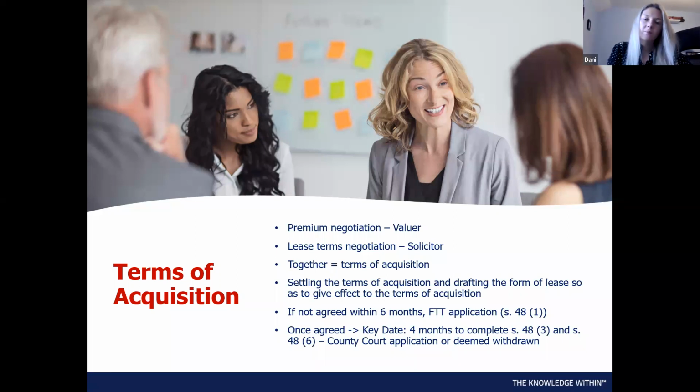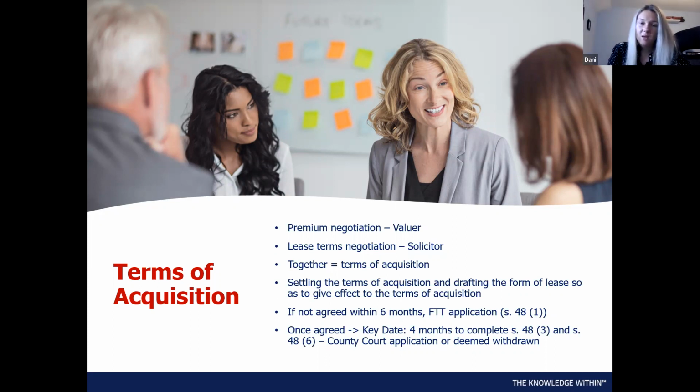This is why, as Verity mentioned, it's so important to have a solicitor and a valuer who work well together. They are communicating. If those lease terms have been agreed throughout the Section 42 and the counter notice, as soon as the valuer then agrees the premium, the terms of acquisition have been agreed. So it's very important for the valuer to keep the solicitor up to date in terms of those premium negotiations and vice versa, so that everybody is aware as soon as those terms of acquisition are agreed.